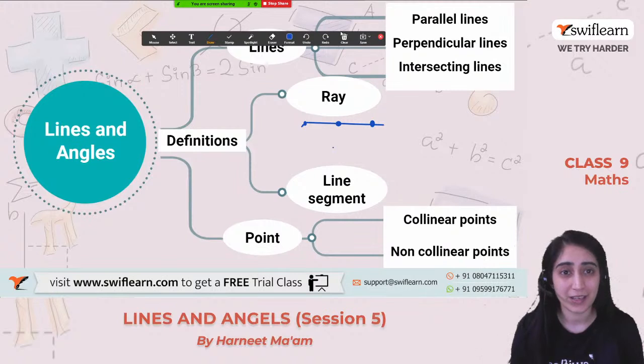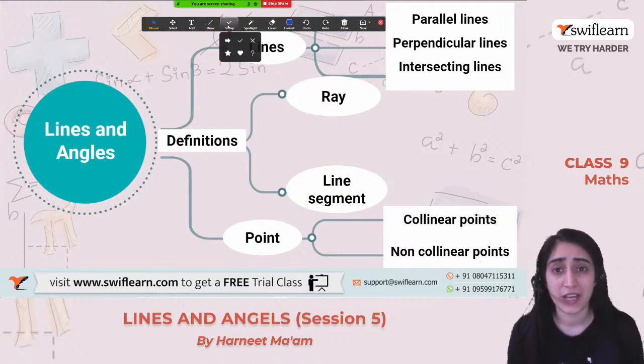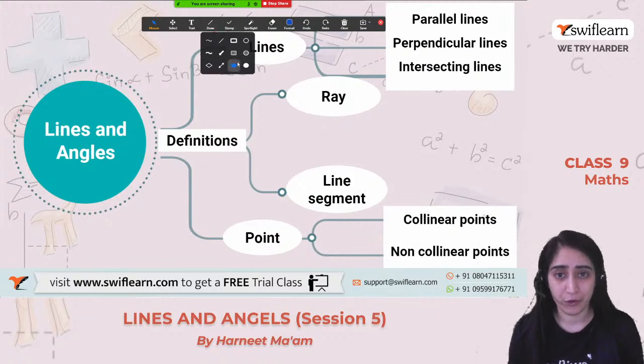Clear? Yeah? So we are just revising while going through it. Yes. We also studied a line in the form of a ray, which has one endpoint and can move in one direction infinitely, right?